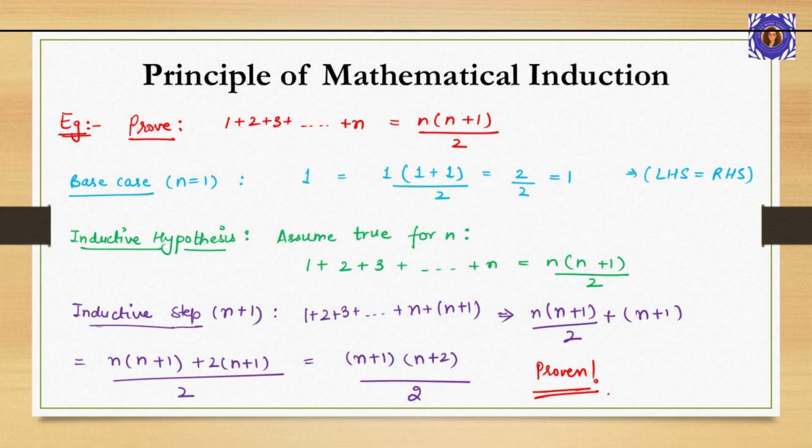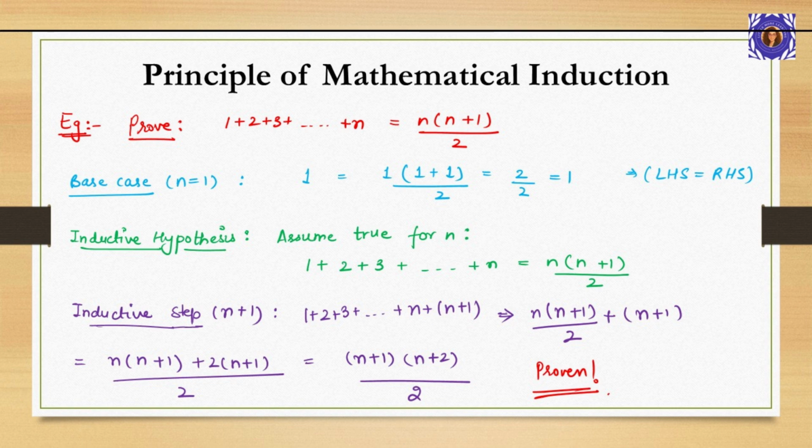Let me demonstrate with a classic example, proving that 1 plus 2 plus 3 plus up to n equals n(n plus 1)/2 for all natural numbers n greater than or equal to 1. So the base case is n equals 1. Left side is 1, right side is 1 times (1 plus 1) divided by 2. That becomes 2 divided by 2 equals 1. Since both sides are equal, the base case holds.